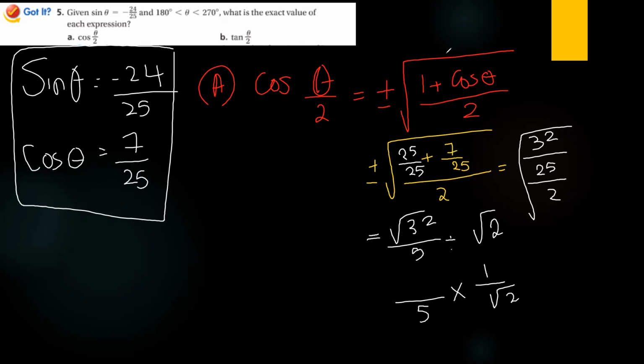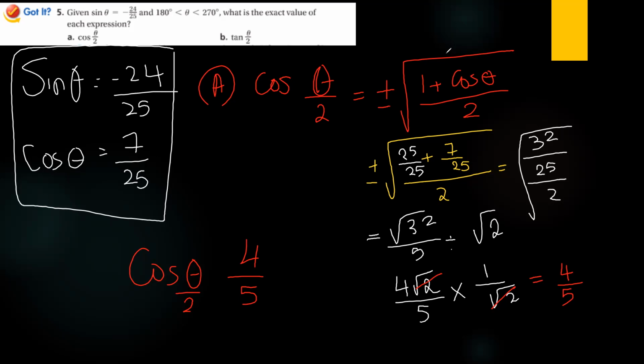So under the square root, it will be 4 square root of 2. Then they cancel each other. So I have the answer as 4 over 5. What is this? This is cosine of theta over 2, which is 4 over 5. This is the second step. The first step, find cosine. Second step, find cosine of A over 2.